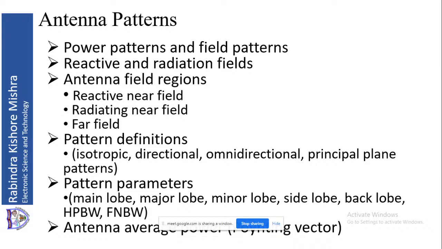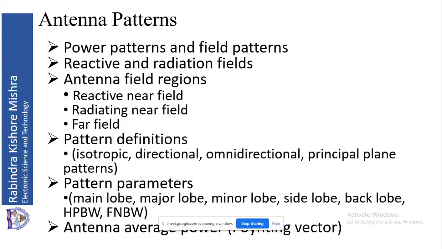Then on the parameters of the pattern: main lobe, major lobe, minor lobe, side lobe, back lobe, then half power beam width, first null beam width. So these are the parameters. You can divide your course accordingly and get prepared. And then antenna average power, that comes from the Poynting vector in antenna. So these are in terms of antenna pattern.